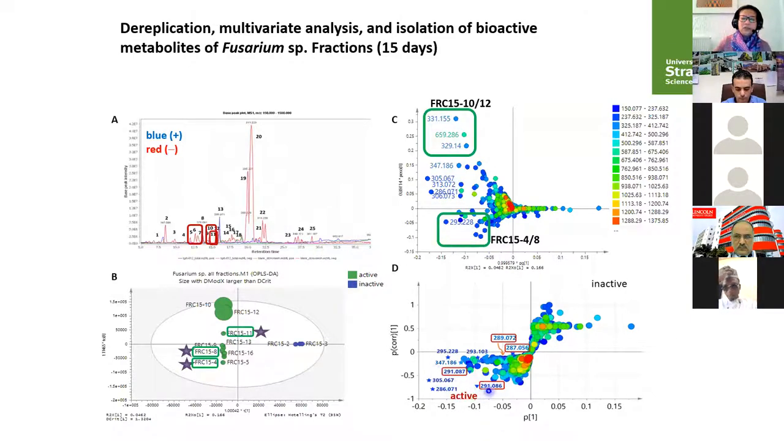And these were the metabolites that she isolated, with molecular weights of 291, 289, and 287. She was not able to isolate 305 and 347 because of their very low yield.